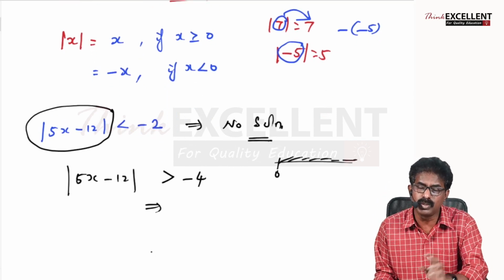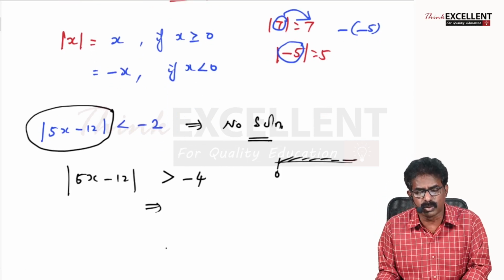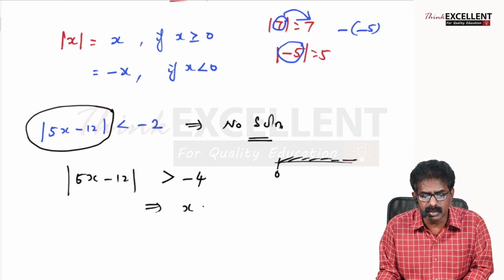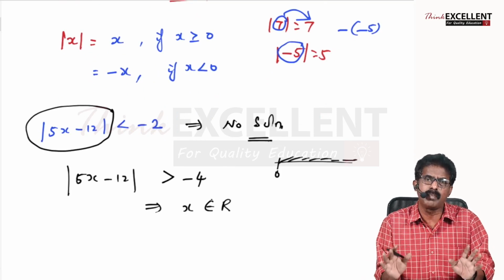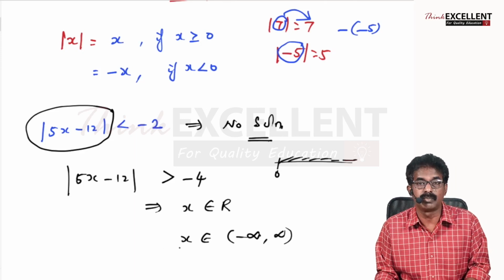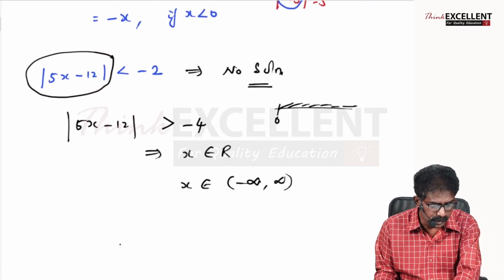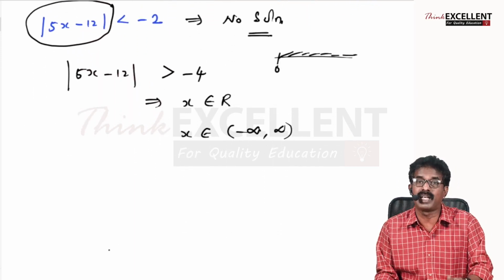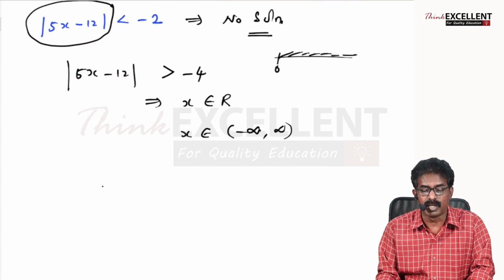In the previous one, he said there is no solution, but here every number is a solution. That means x is equal to R, or x belongs to R, the set of real numbers. You can take any number as your answer. Or we say x belongs to minus infinity to plus infinity, that means it can take any value.